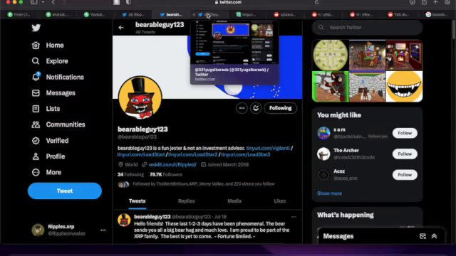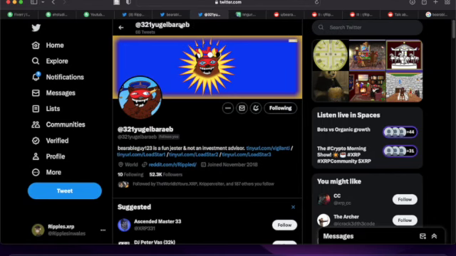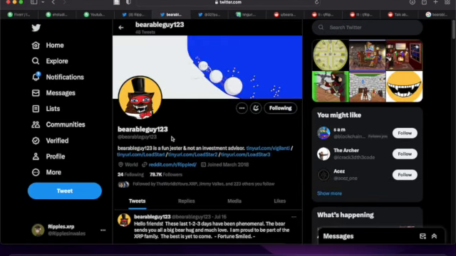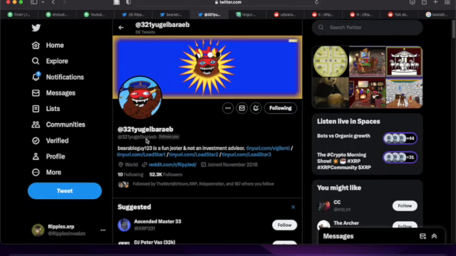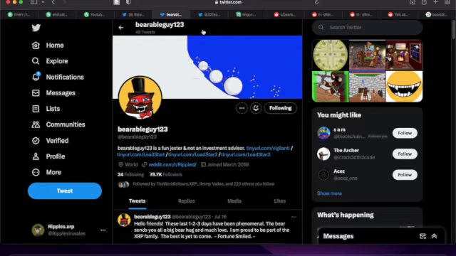So he has two Twitter banners, as you can see. We have a normal facing Bearable Guy 123 account, and we also have a reversed mirrored Bearable Guy 123 account. They both have a banner picture, and they both have an avatar. Okay, you can both see that now, and they both have a follow list.